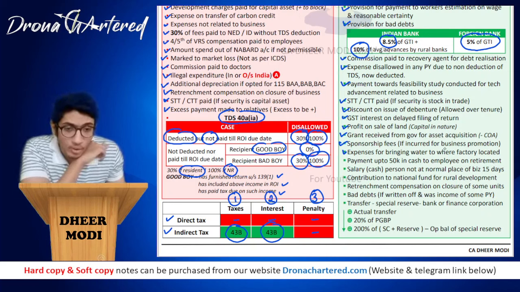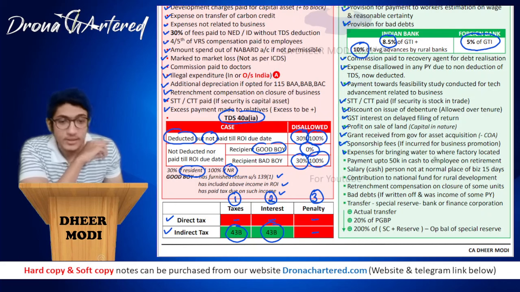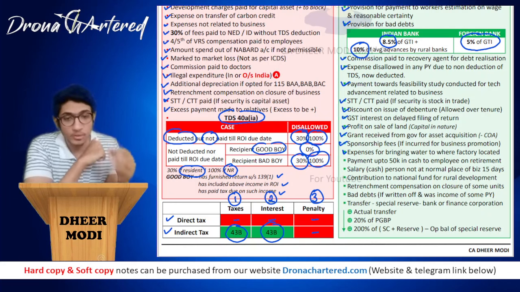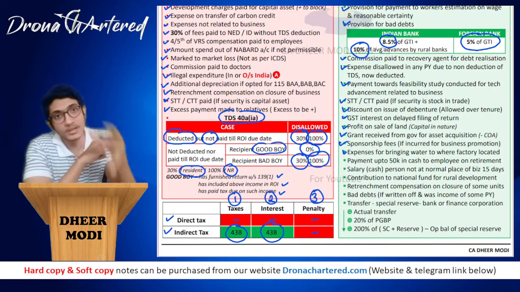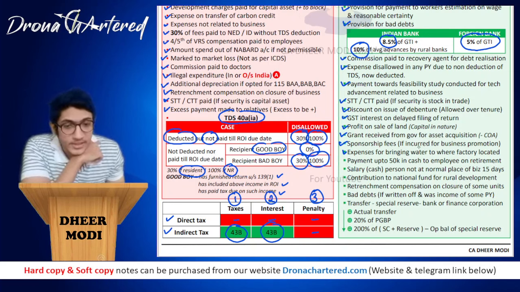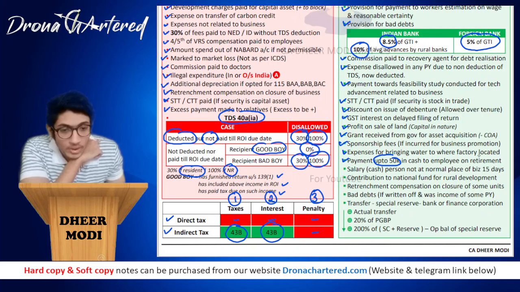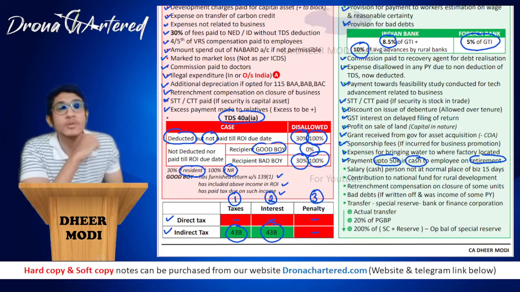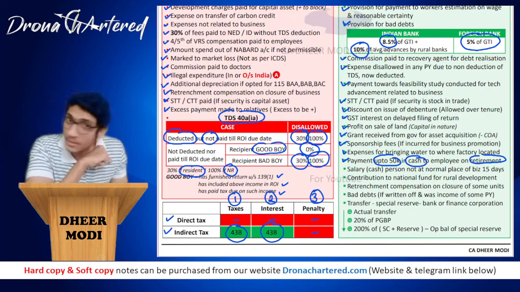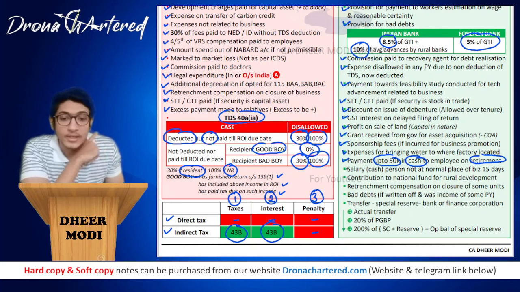Expenses for bringing water to where factory is located. If your factory needs some water and you are getting water from another city or for any case, so any expenses for bringing water to where the factory is located will also be allowed as a deduction. Payment up to 50,000 in cash to employee on retirement is allowed. Okay, so remember it is up to 50,000 only on retirement, and that too in cash, because we had studied that payment greater than 10,000 per person per day is not allowed, but this is an exception.